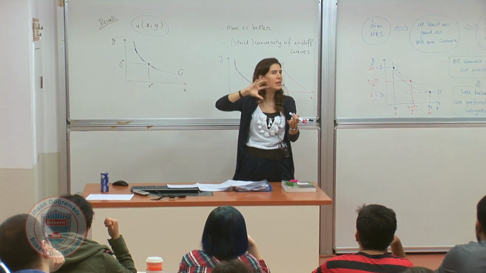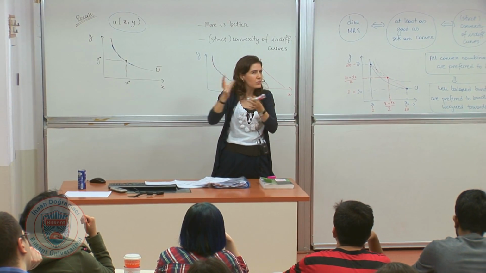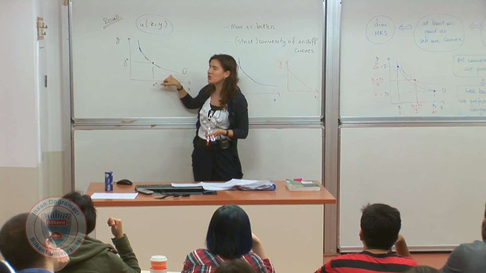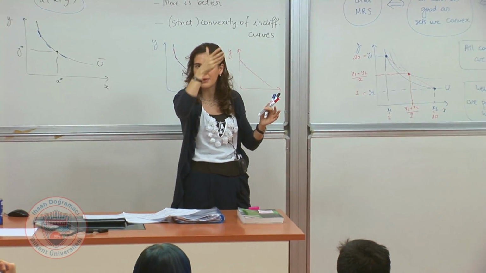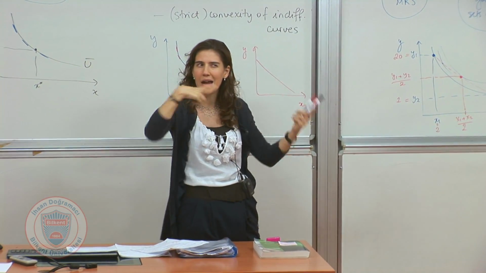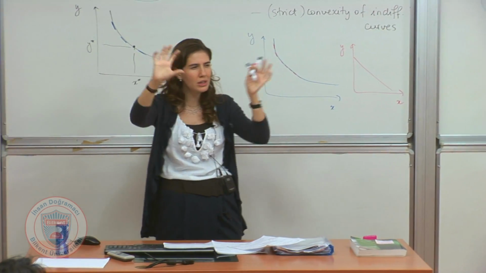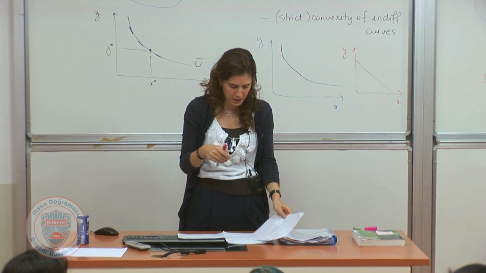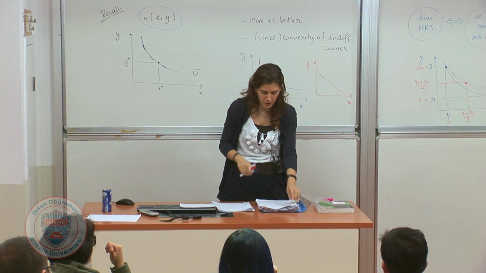And how is it related to the concept of marginal rate of substitution? Apparently, it's related like this: if the marginal rate of substitution is diminishing, then I actually have strictly convex indifference curves. So all these links between these concepts, all you need to know is this.